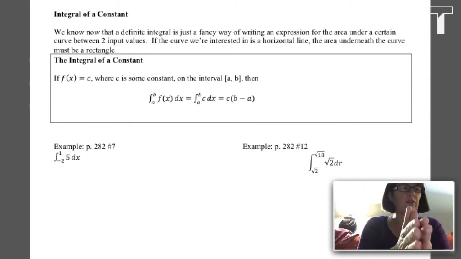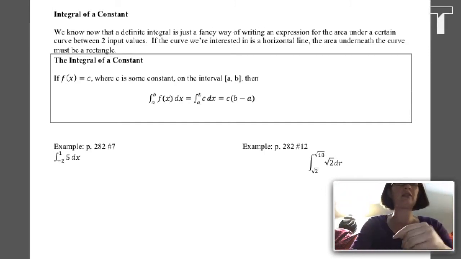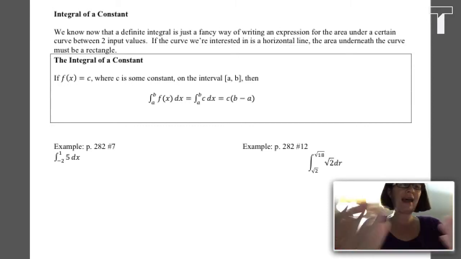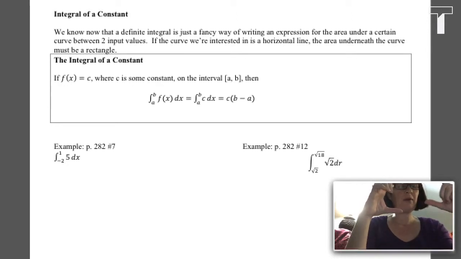So this is a rule. You could memorize this, but you will probably internalize this so much that you won't need to memorize it. It says that if the function f of x is just some constant, then the integral from a to b of that constant is that constant times the difference b minus a.